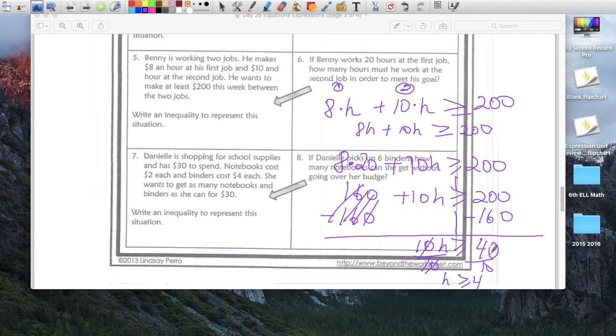So in this second job, he has to work at least 4 hours, so that his total amount of money comes out to be 200. It makes sense because 8 times 20 is 160 for his first job, right? So in his second job, he already has 160. If he works 4 hours only, 4 times 10 is 40, and 160 plus 40 does equal the 200 that he wants.